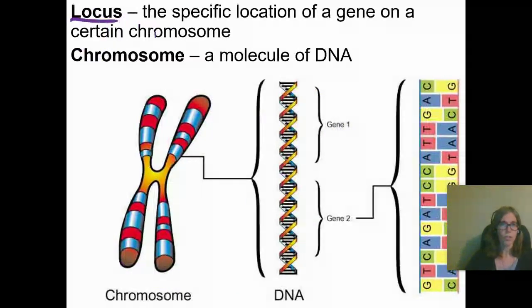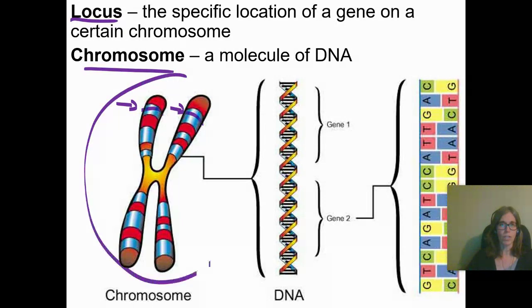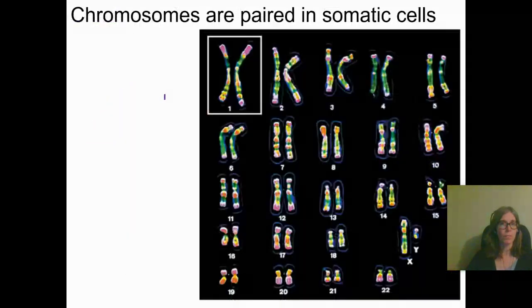A locus, you'll see that term sometimes, is the location of a gene on a chromosome. So we might look at this locus compared to this one, or loci for plural. A chromosome is a molecule of DNA. I mentioned that last time.